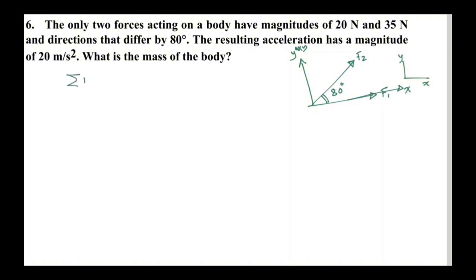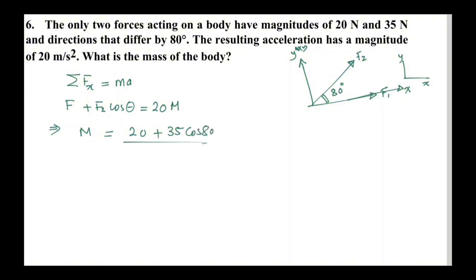So sum of all forces on x equal to ma. Again, F1 plus F2 cosine theta equal to, the acceleration is 20 and the mass equal to just m. You simplify this one here, the mass of the object is equal to 20 plus 35 cosine 80 divided by 20, and m in this case is 1.3 kilograms.